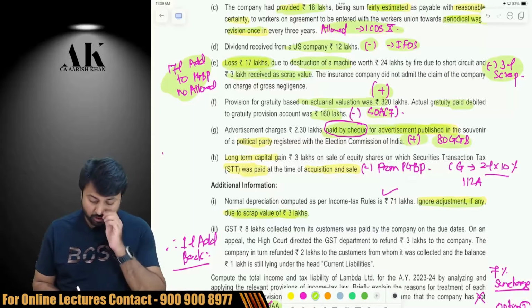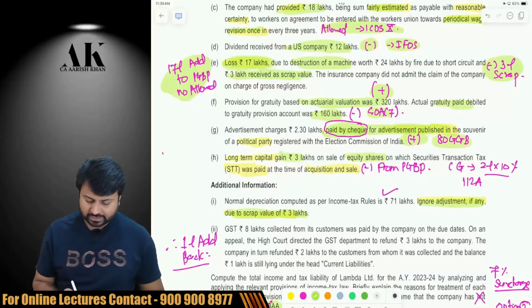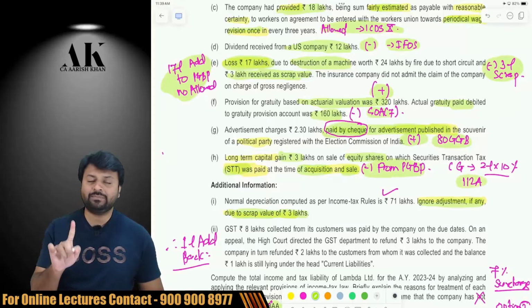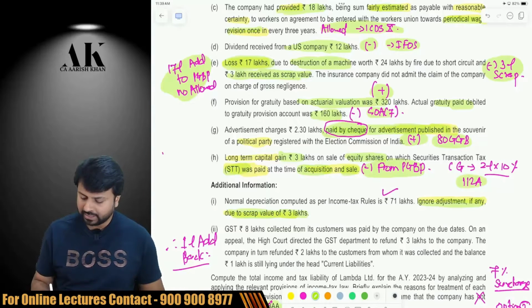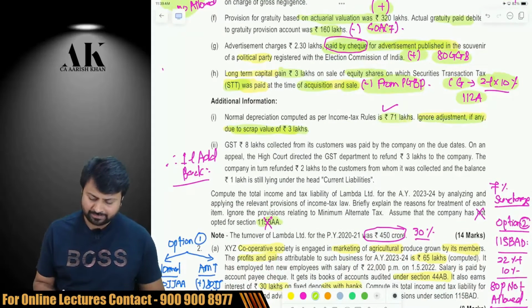Okay. Next, long-term capital gains on sale of equity shares on which you have paid STT both at the time of acquisition and sale. Therefore, this will be reduced from PGBP, and under capital gains, it will be chargeable under section 112A because STT is paid both on purchase and sale of equity shares, which is long term. Therefore, you will get an exemption of 1 lakh, and on 2 lakh rupees, you will pay tax at the rate of 10%.